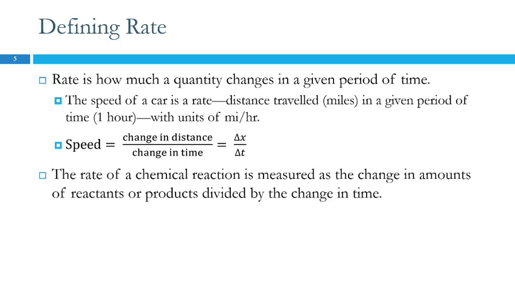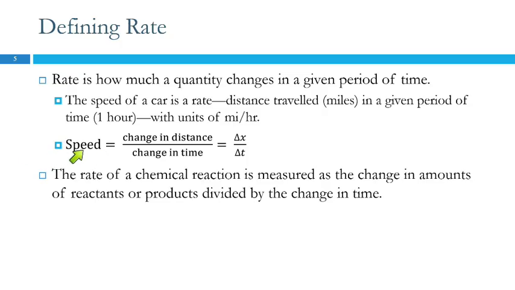So rate is how much a quantity changes in a given period of time. A sort of rate that we're more familiar with is the speed of a car. That's a rate. It's the distance traveled, usually in miles, in a given period of time. So the units are miles per hour. And the good news is we're not going to have any problems where trains leave Sacramento at 55 miles an hour traveling south, and then another train does something else. We don't do those. This is all where we talk about speed.